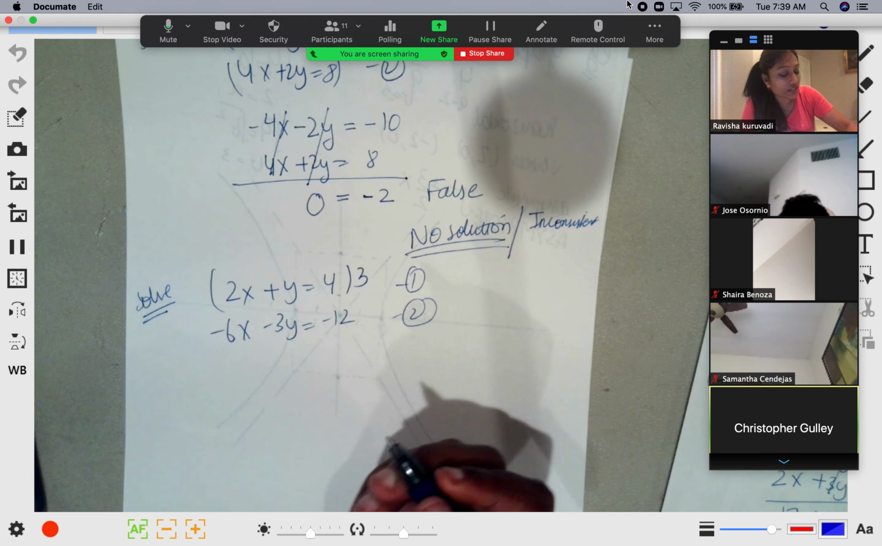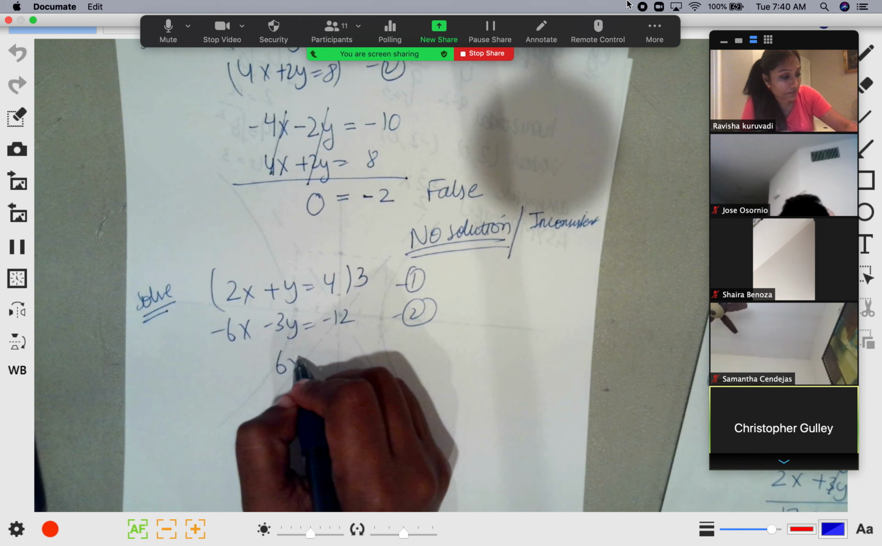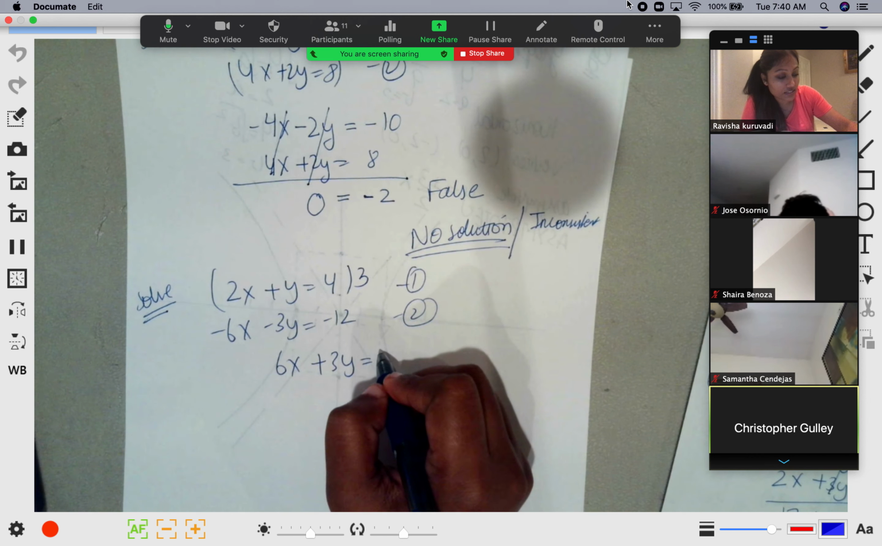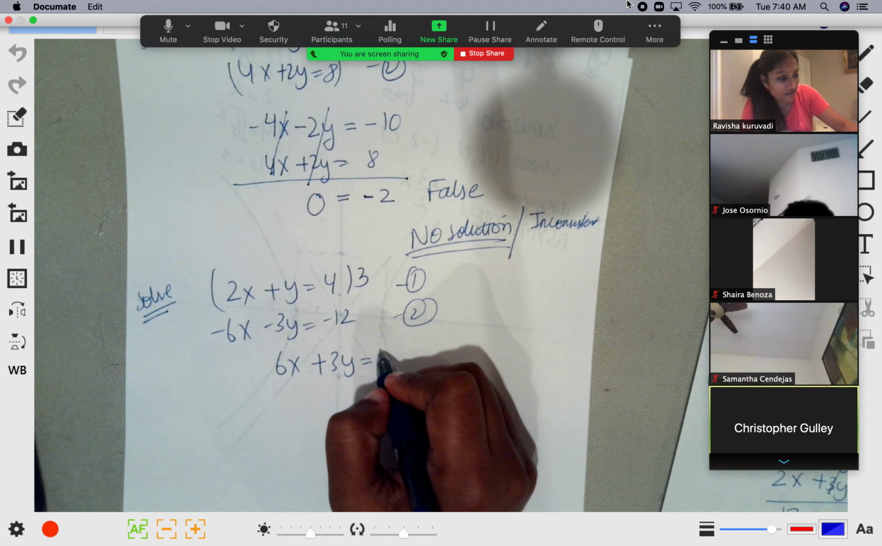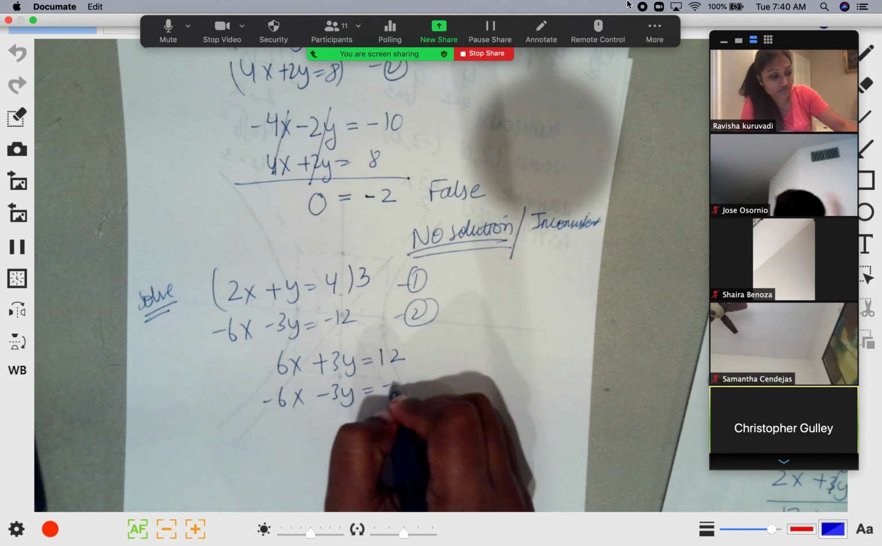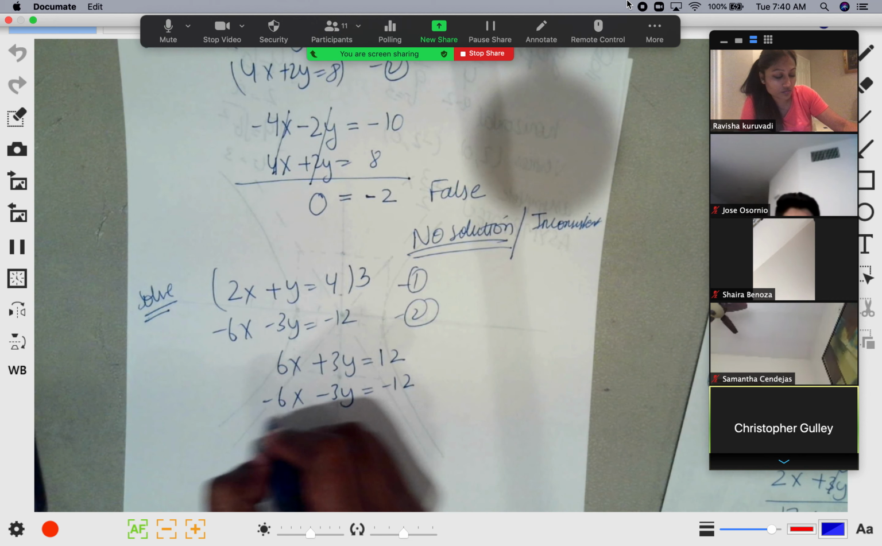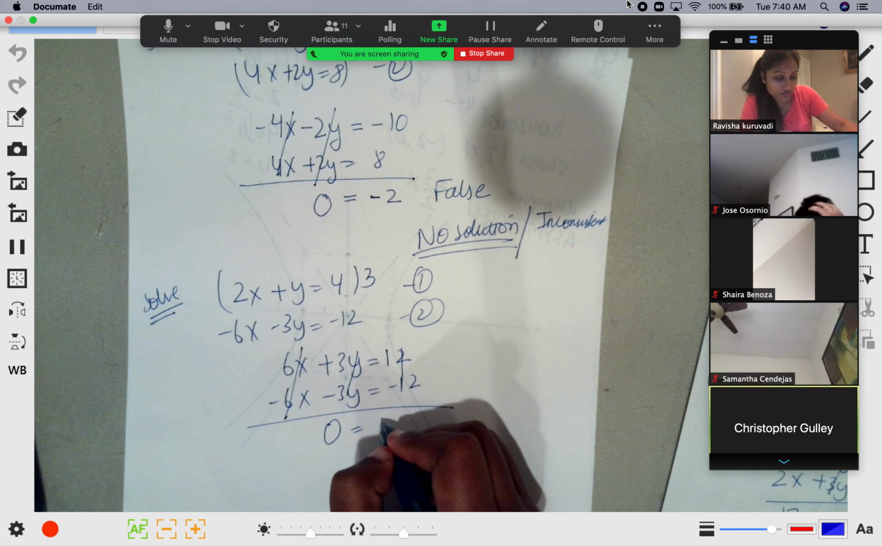So let's see, what does it become? It becomes 6x plus 3y is equal to what? 6x plus 3y equal to 12. And then you had -6x. It eliminates everything, actually. So when I add them, you get 0 is equal to 0.